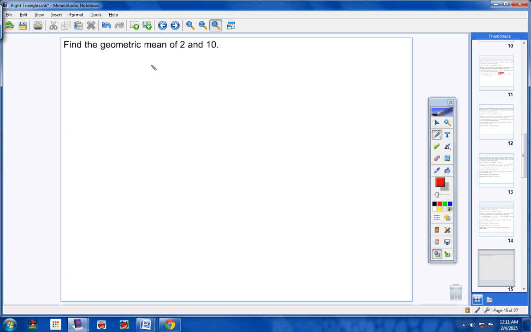So the first way to find the geometric mean of 2 and 10 is to write a ratio with a 2 up here, another ratio with a 10 down here, so they're diagonal, and then you put an equal sign and put an x and an x. That's easy, isn't it? And then solve. So x times x is x squared, 2 times 10 is 20.